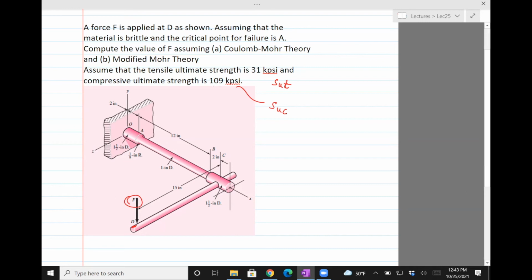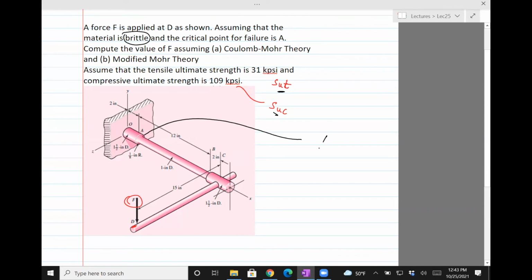So a big chunk of this problem we've already done. And so what I'm going to do is find the stress. So let's get A. So are all the other values basically the same in the problem? Everything is the same except for these. And then it is also a brittle material. It's not a ductile material.